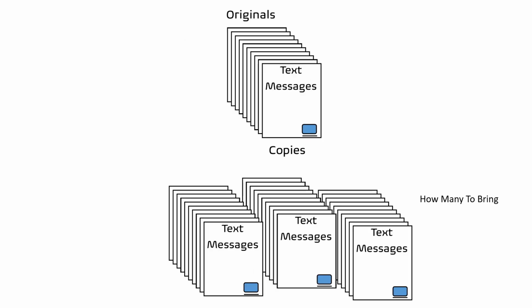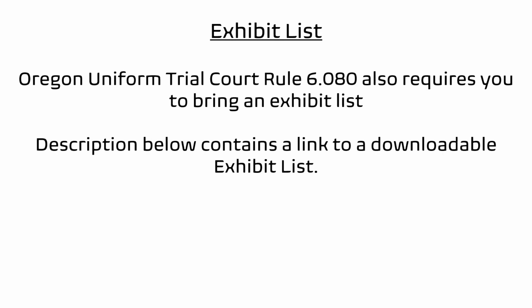How many copies do you want to bring to court? Well, you're going to have to bring a copy for yourself to use. You're going to have to bring a copy for the adverse party. I'd like to bring a copy for a witness if I want to ask a witness about an exhibit. And then I like to bring an extra packet, just in case. So I generally bring my originals for the judge and 4 copies, but how many copies you bring is up to you. The rules do require that when you have multiple exhibits, you make an exhibit list.